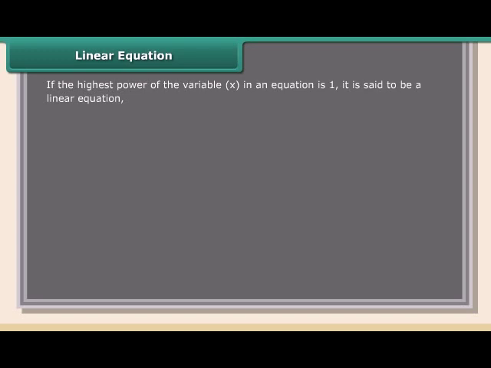Linear equation. If the highest power of the variables in an equation is 1, it is said to be a linear equation. That is, x + 4 = 5, 2x + y = 8. In other words, linear equations involve only linear polynomials.